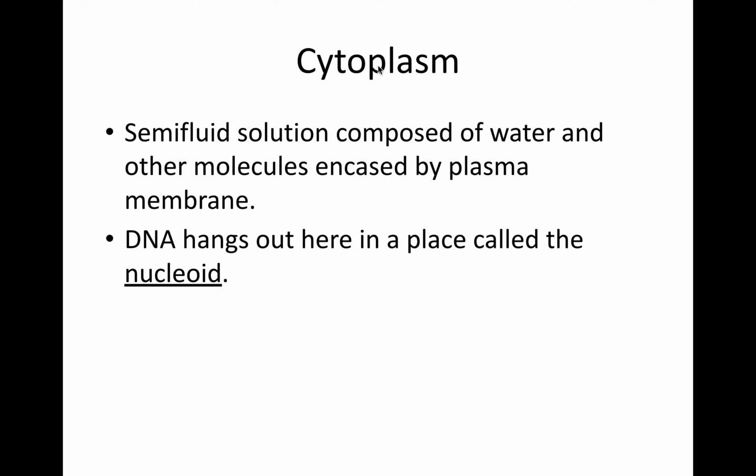Next, for prokaryotic cells, we're going to talk about the cytoplasm. This also can be found in other kinds of cells. But regardless, it's a semi-fluid solution composed of water and a few other molecules, and it's almost like hair gel. It's just a solution for everything to float inside the cell. Because prokaryotic cells do not have a nucleus, the DNA is going to just hang out here in the middle, and that middle space is called the nucleoid region.